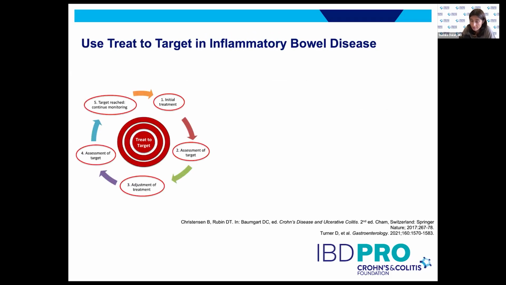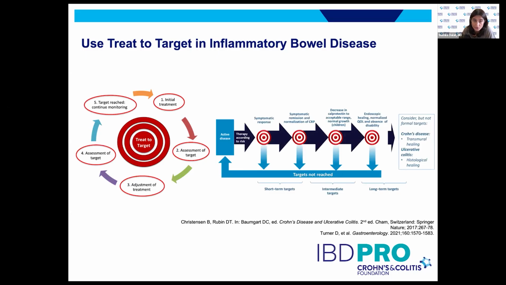So, treat to target in inflammatory bowel disease. This really means that you choose a treatment, you choose what your target's going to be, and then you check it, right? You say, okay, we're going to choose this therapy and we want to target mucosal healing. We're going to do a scope. We're going to see if we got there. If not, we're going to check your drug level. We're going to adjust it. We're going to check again. And that's your treat to target.